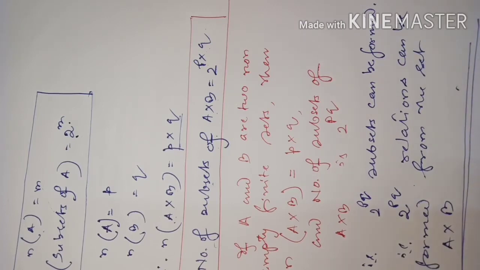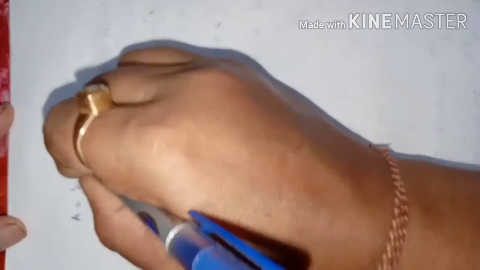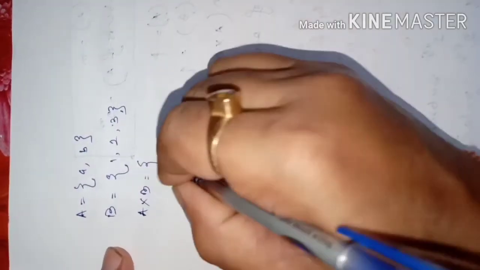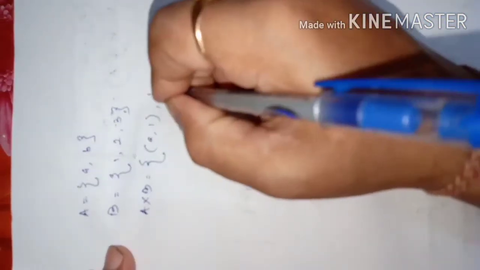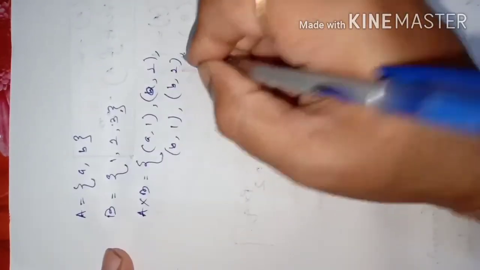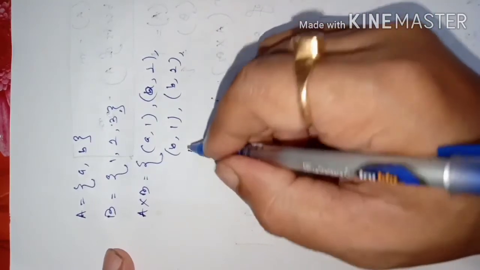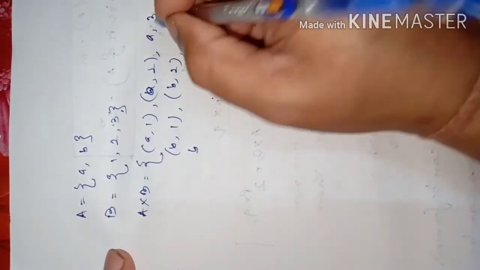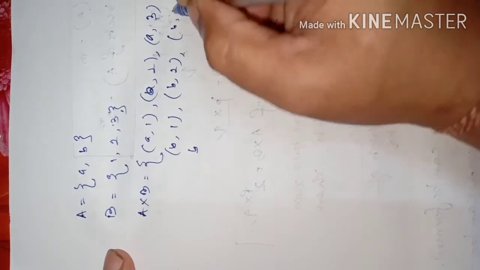Let us understand this with an example. Suppose A has got two elements, a comma b, and B has got elements 1, 2, 3. Then A cross B will have elements a comma 1, a comma 2, then b comma 1, b comma 2, and then a comma 3, which I did not write, and b comma 3.